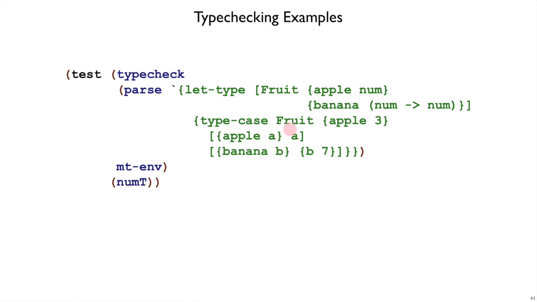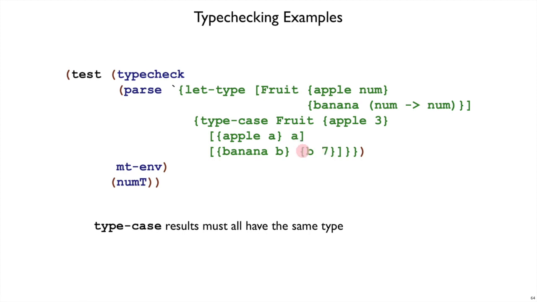But at type checking time, we don't run this expression, so we don't know which of these variants are going to be hit. It could be that we come here to B 7. If we do, then we know B, being a field of banana, must be a num arrow num, so applying B to 7 will give us a number back. And that's good.